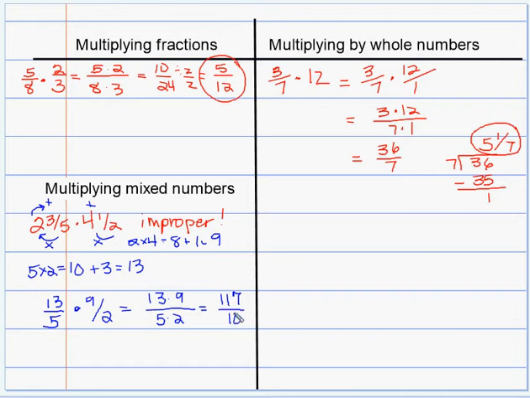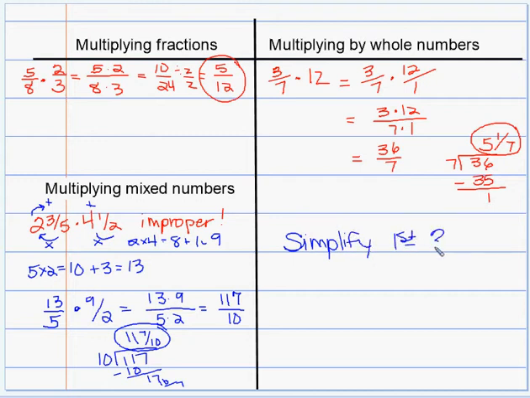117 over 10. Again, that's improper, and we don't want to leave improper numbers. We want to convert them back into mixed numbers. So 10 goes into 117 how many times? 1, 10, 17, 1, 10, 7. So it's 11 and 7/10 with that remainder. Again, that simplification before you multiply it. Let's just put that over here. If you simplify first, question mark.